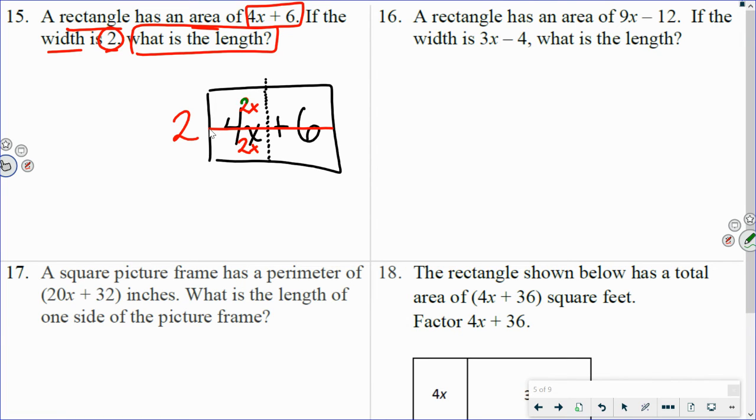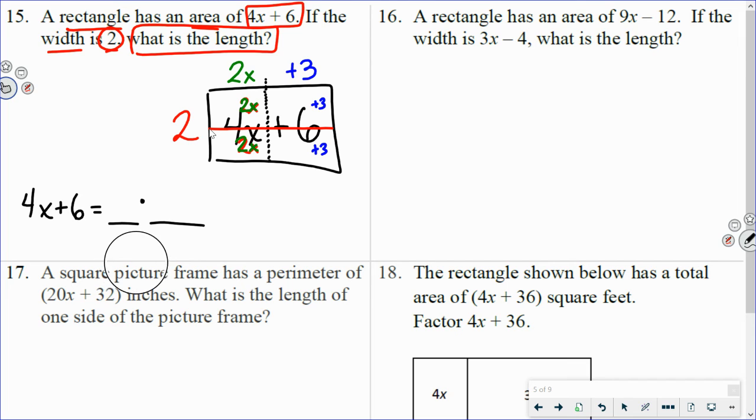I should have done that in green. So 2 groups of 2x will give us those 4x. Meanwhile, if you're splitting 6 up into 2 parts, naturally there would have to be an additional 3. Please notice that what we did was we essentially took 4x plus 6 and we split it into 2 factors. A length, well, I'm going to go backwards here. I'm going to call it a width and a length. They told us what the width was, so we had to come up with that length. And in so doing, we found that length to be 2x plus 3.